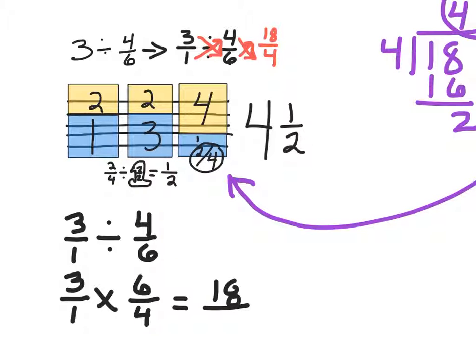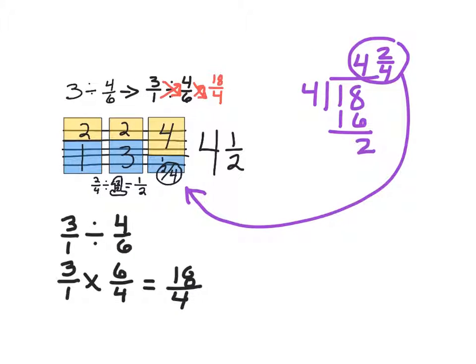And then 1 times 4 will give me 4. And lo and behold, 18 fourths agrees with 18 fourths up here. And both of those would get reduced over here to 4 and 2 fourths, which, as you know, then gets simplified to 4 and 1/2.